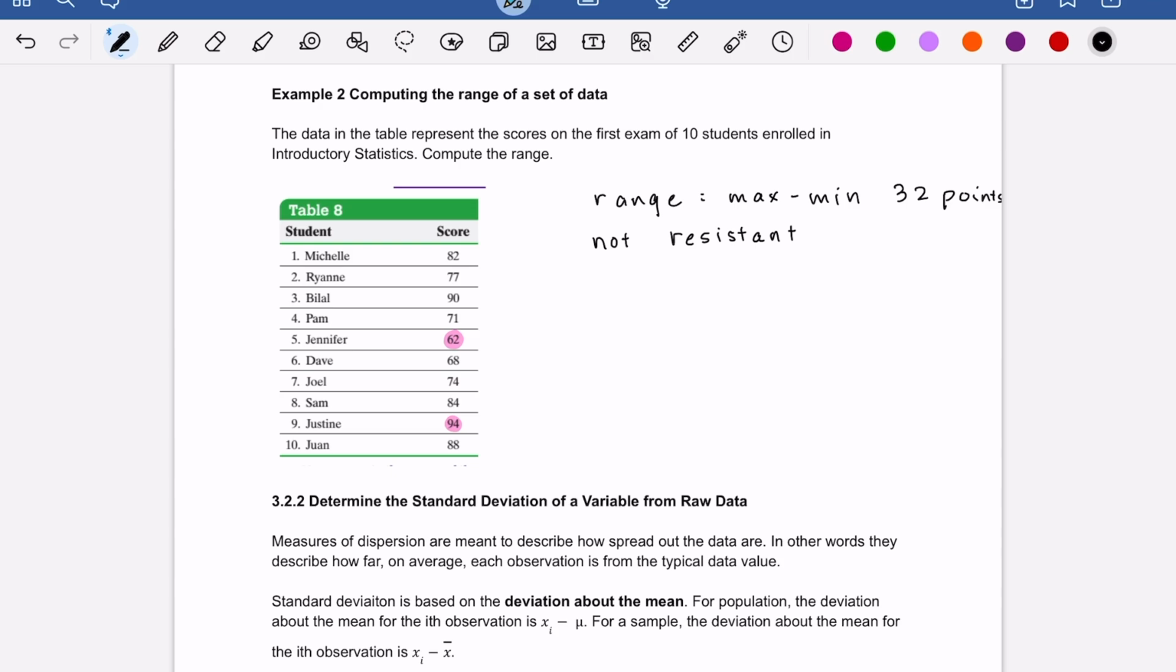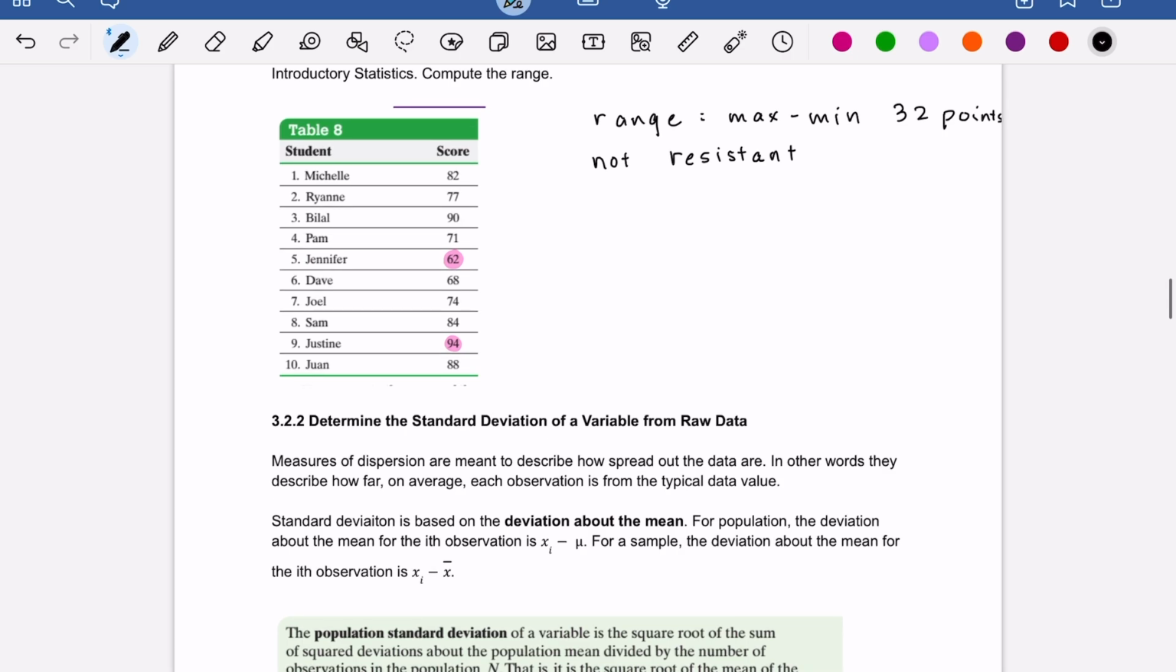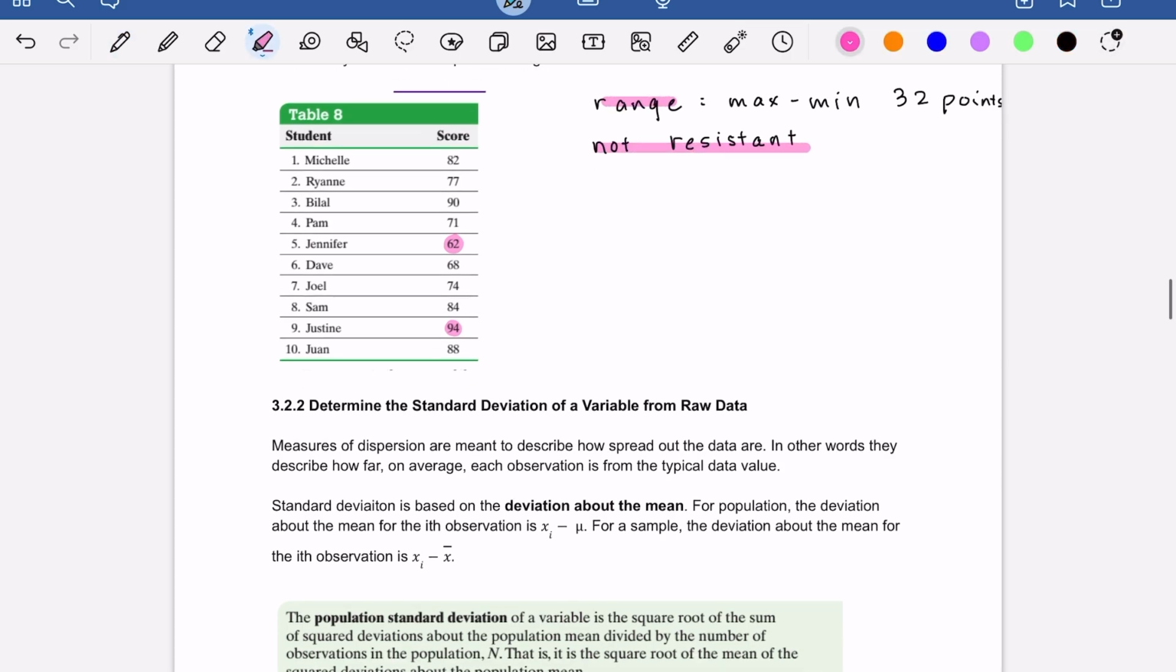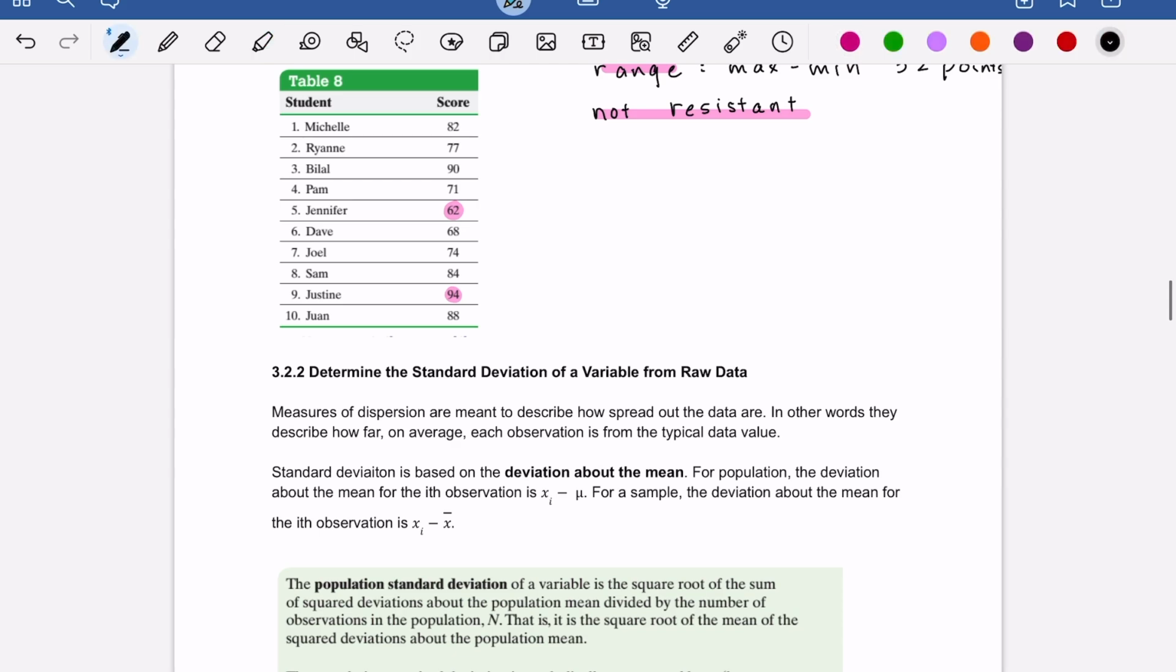So 3 letter grades is the range in the scores, and it ranges from an A to a D. So nobody failed the test in this case. And it's 10 students enrolled in introductory statistics. This is a sample. That doesn't mean that no one failed the test. It just means in the sample that it didn't. And again, the range is not resistant. Okay? And remember, clear the list, not delete.